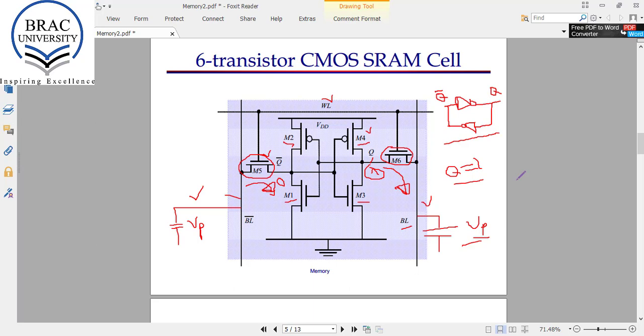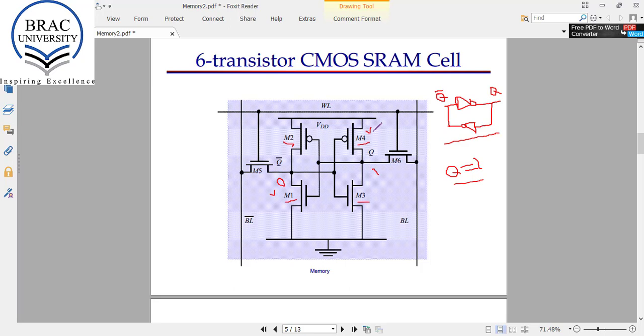Now let's see how we can write data in this cell. For this, let's assume we have a value Q equals 1 already stored in this cell. In this case, M1 and M4 are on, and M2 and M3 are off. Now if we want to write a data 1, that is 1 is stored already, and we want to write 1 again, what will happen?